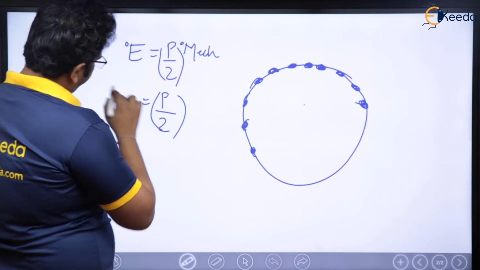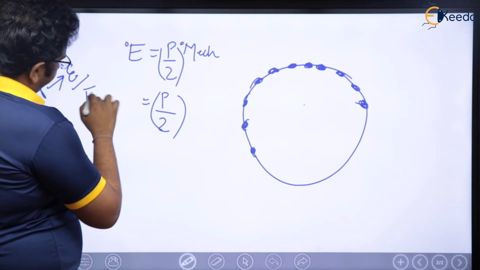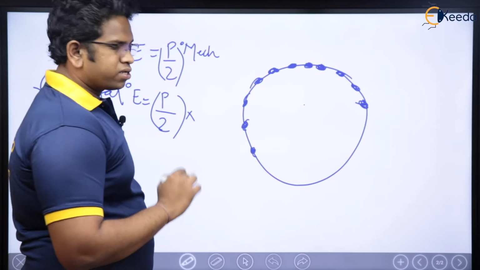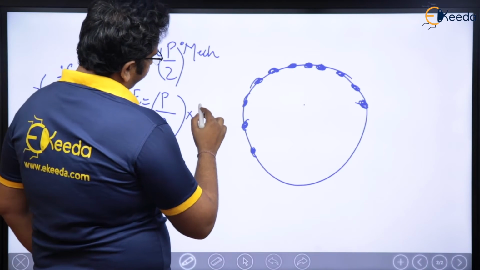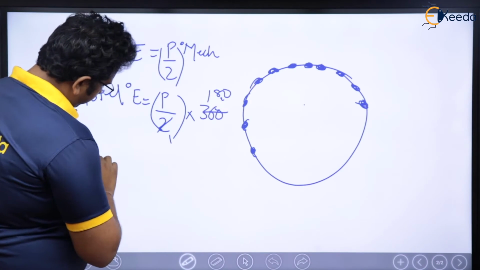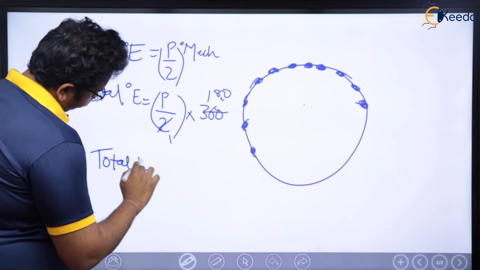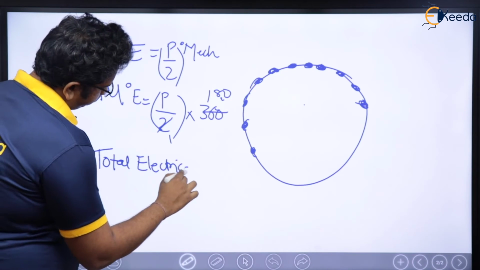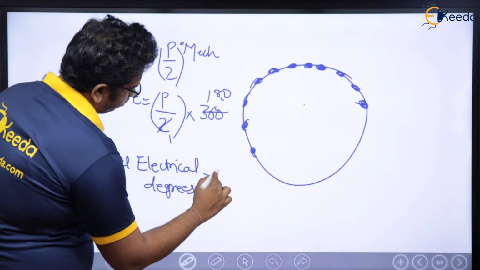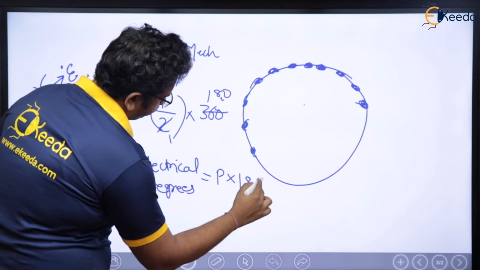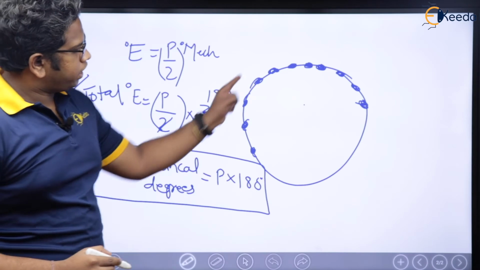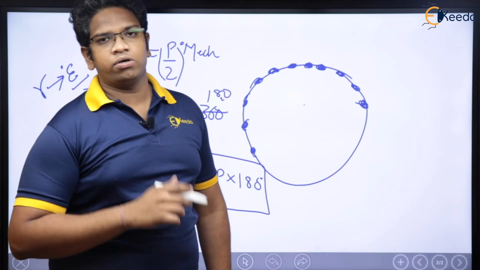So total electrical degrees, if I think of it, is going to be P by 2 times degrees mechanical. Mechanical degrees is going to be 360. So 2 ones are 180, and total electrical degrees is going to be P cross 180. So total electrical degrees here is going to be P cross 180 degrees.